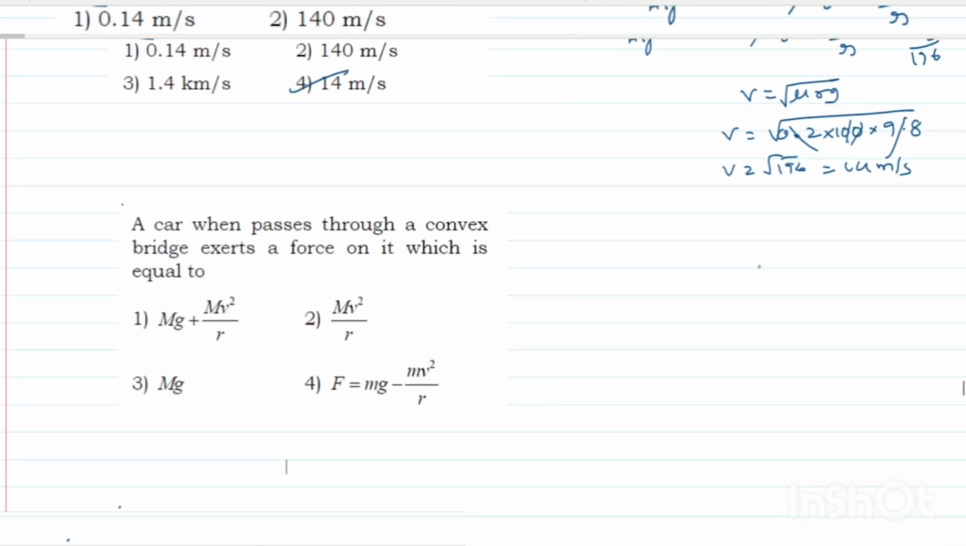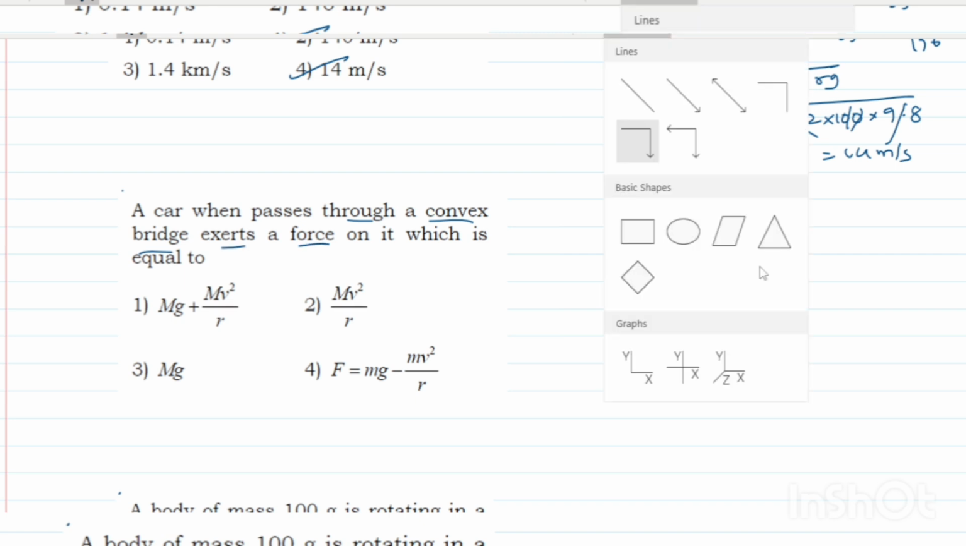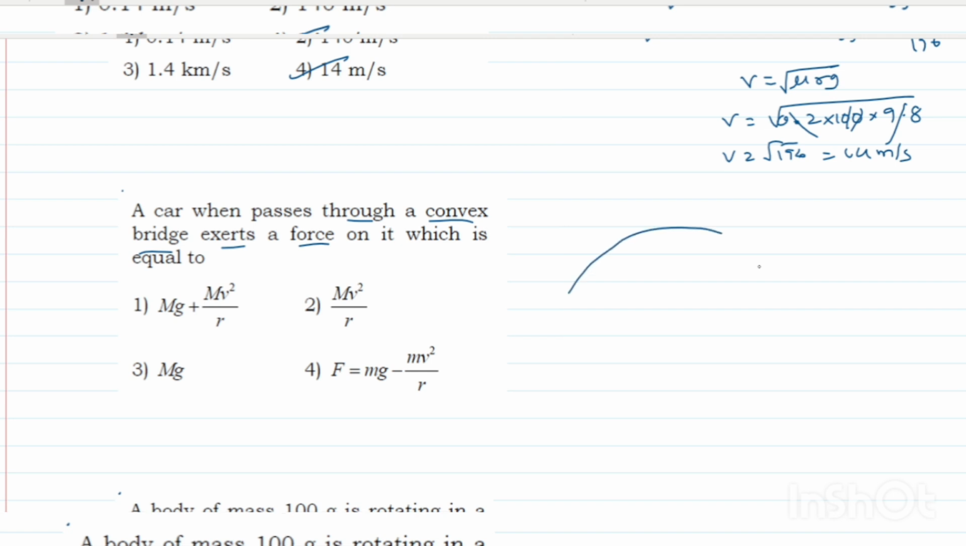Let us see the next question. A car when it passes through a convex bridge exerts a force on it, they are asking what the bridge exerts. Let us take the car present over here. At the point of contact, mg is going to be acting downwards, and the normal reaction is exerted by the bridge on the car, upwards. So the force the bridge exerts on the car is a normal force.